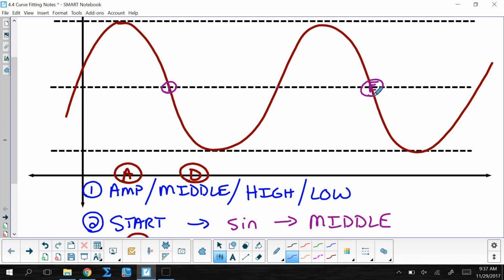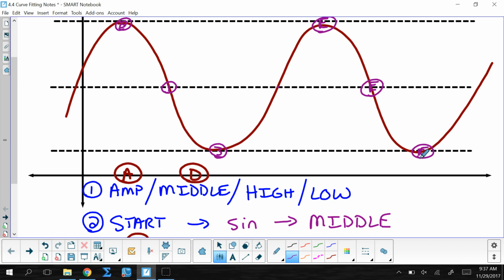Okay? And I'd find that horizontal distance. Or if I started up here, then I would end up there. If I started down here, I would end over here. Okay? When I get back to the same position, not the same value, the same position on the next wave.